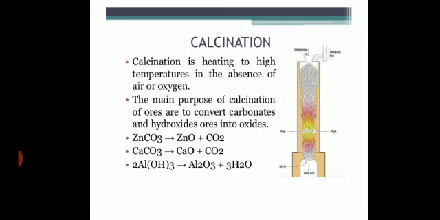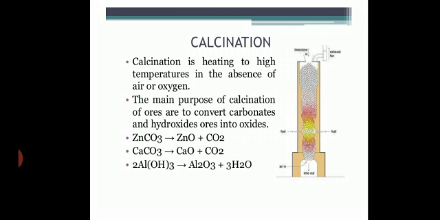If the ore is magnetic or if the impurities, the gangue particles, are magnetic, then we go for magnetic separation. If it is a sulfide ore, then we go for froth flotation or we go for leaching. So this is called the concentration of the ore. The first is your concentration of the ore. Now after doing these things, we get the ore which is called a concentrated ore.